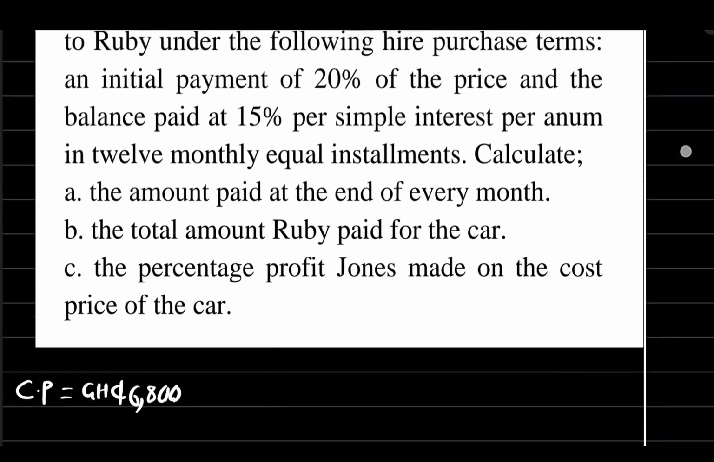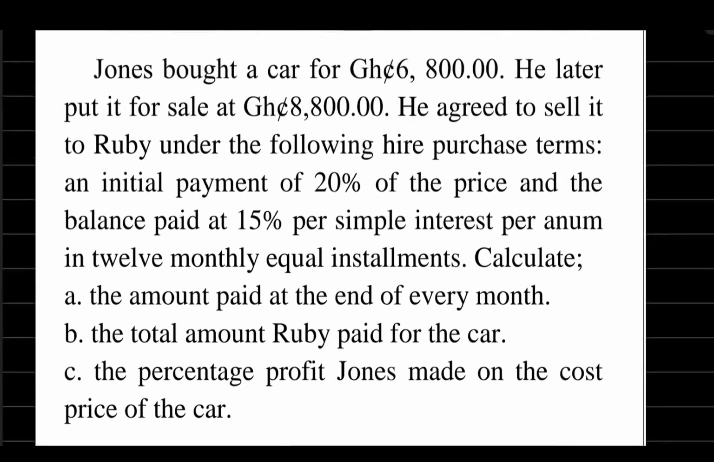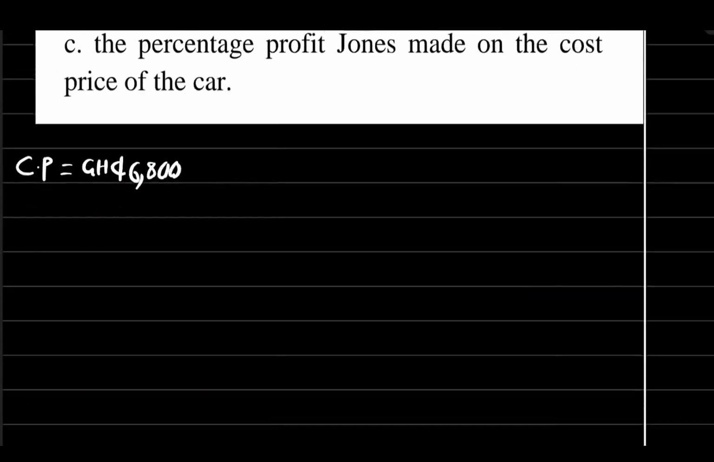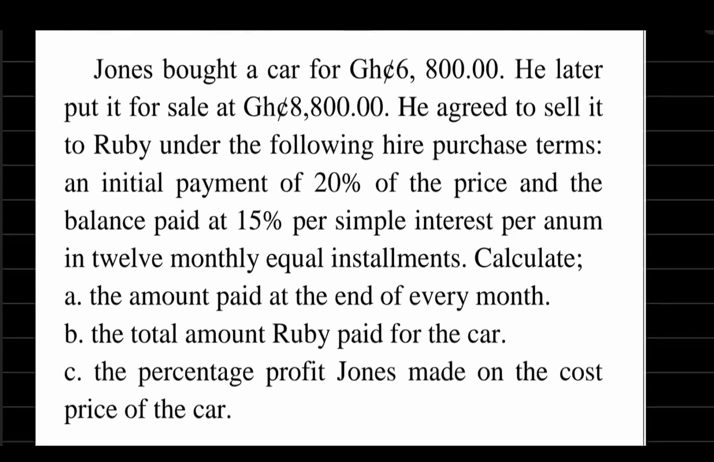Let's continue with our reading. He later put it for sale at 8,800. So that means you want to sell it, so that becomes the selling price. So you'll have the selling price to be equal to 8,800.